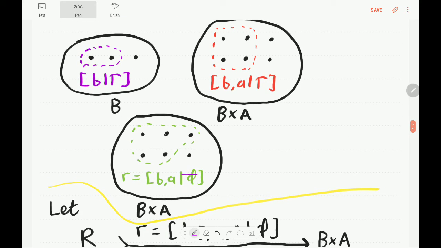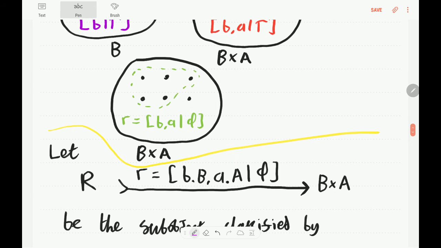We know that phi has two variables, B and A. So when we do the extension of phi over B's and A's, we're just going to get some subobject of B times A. We could really call it a relation on B and A if we like. That's why I'm using this letter R to denote it. And so we can think of it, in Set at least, as a general subset of B times A.